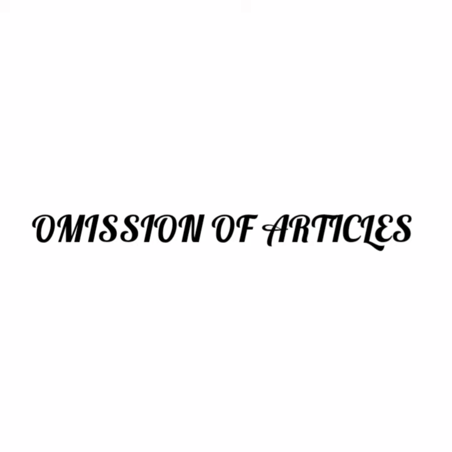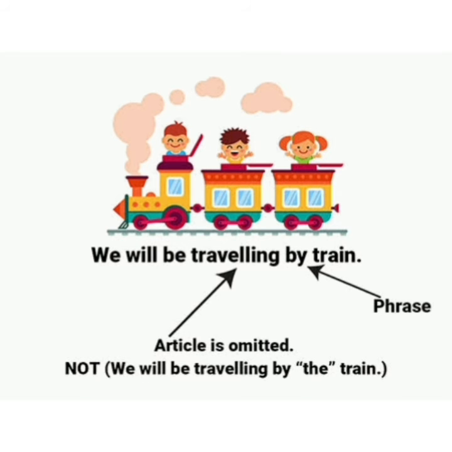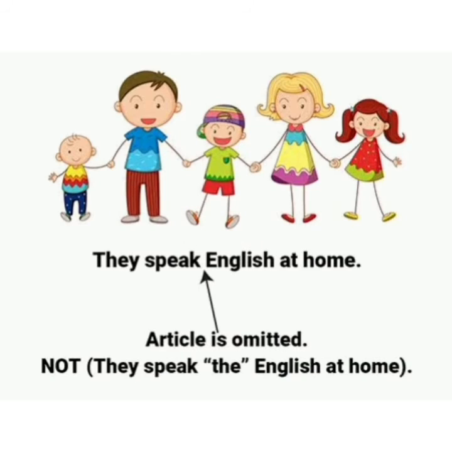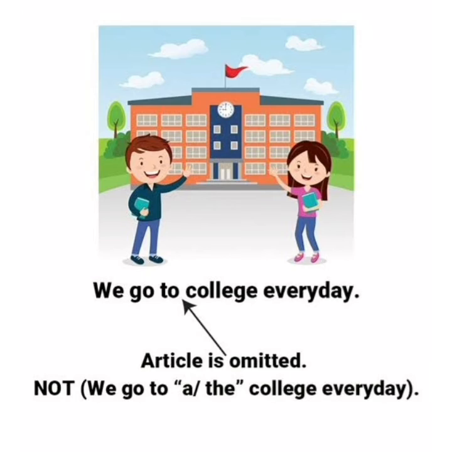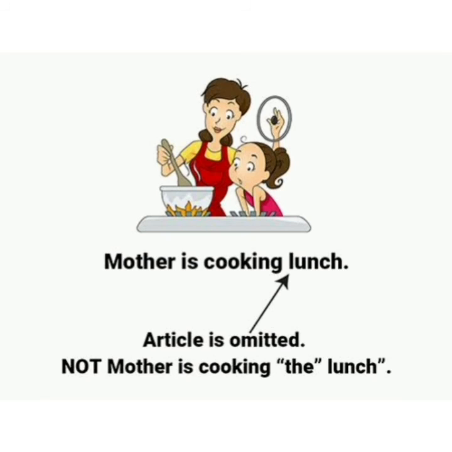Let's see some sentences. We will be traveling by the train. So in this sentence, the article the is omitted: we will be traveling by train. They speak the English at home. The article the is omitted: they speak English at home. We go to a or the college every day. The article a or the is omitted here. Mother is cooking the lunch. So the article the is omitted: mother is cooking lunch.